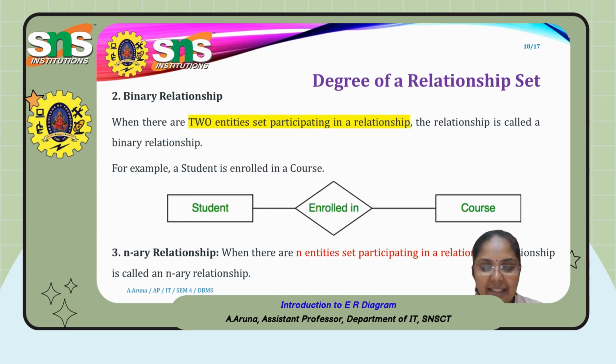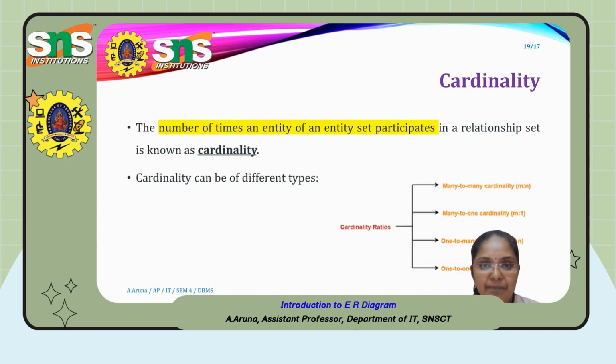Binary has two entity sets. In the previous example, a student can enroll in any courses; here, two entities are participating. N-ary is where more than two entities participate in the relationship; that can be called an n-ary relationship. So in an ER diagram, our relationship may be an n-ary, binary, or unary relationship.